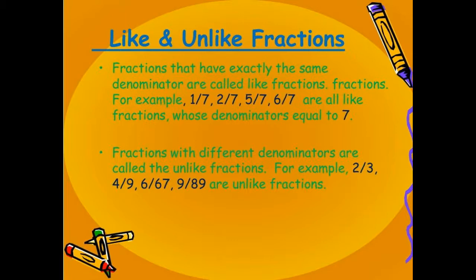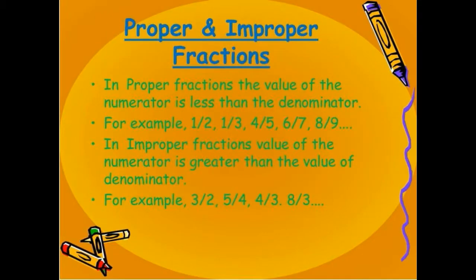Fractions with different denominators are called unlike fractions. For example, 2 by 3, 4 by 9, 6 by 67, 9 by 89 are unlike fractions because the denominators are different. Now next we have proper and improper fractions.